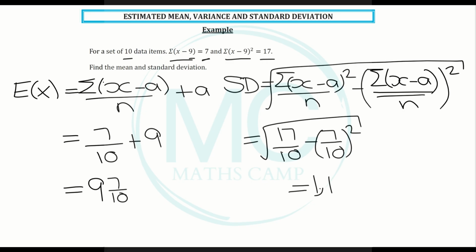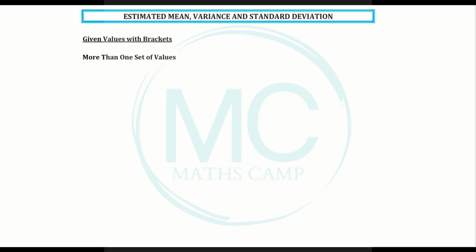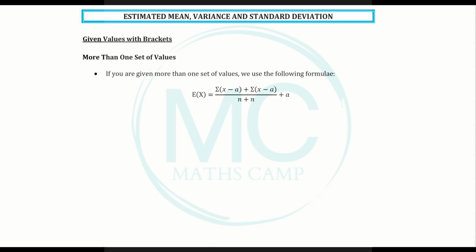Now I'd like to look at how we work with more than one set of values. If you are given more than one set of values, we use this formula to find the estimated mean, and you can use this one to find the variance. To use these formulae, the a values have to be the same in both sets of information, and the n values are the total items in each set of data. So let's look at an example of how we work with this.